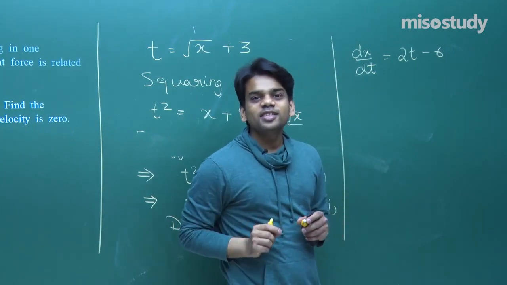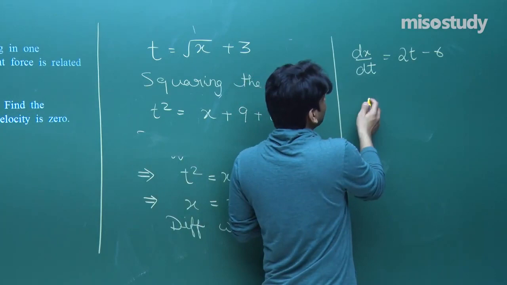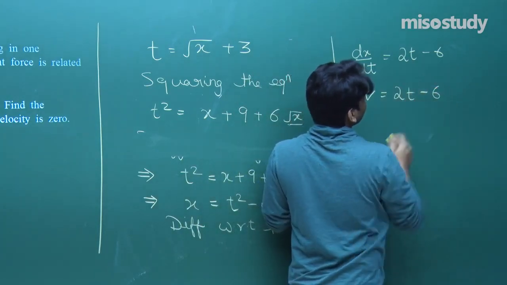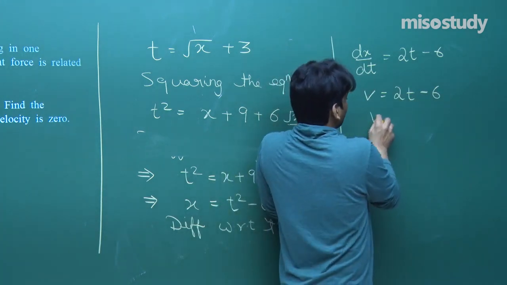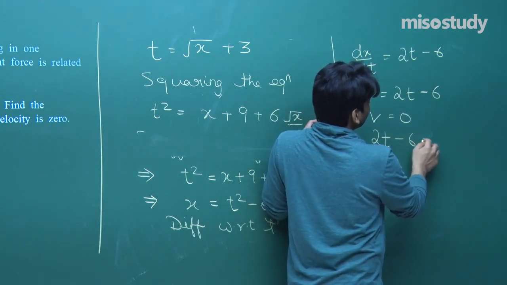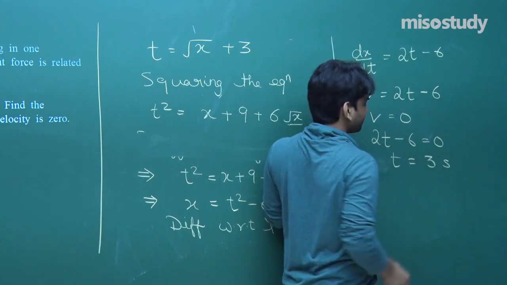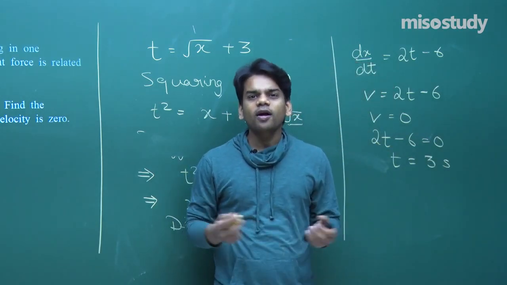dx by dt is the speed, that you can take as velocity also. So here dx by dt, if I take it as v, is equal to 2t minus 6. If velocity has to be 0, so what are we going to get? Now put v equals to 0, we'll be having 2t minus 6 equal to 0, or t is equal to 3 seconds. That means at t equals to 3 seconds, the velocity or the speed will be 0.